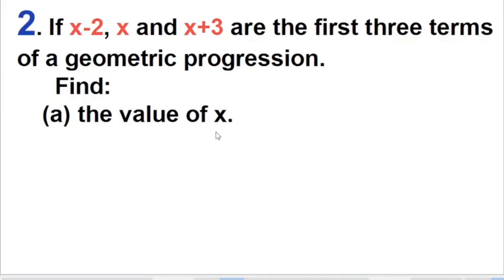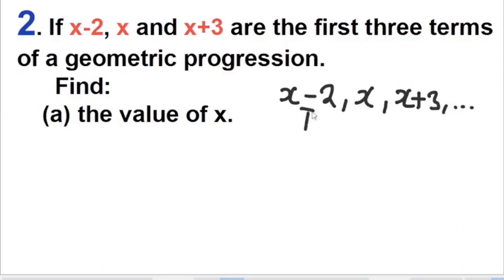To find the value of x, we need to take note of the terms that we have. In this case, we have been given the terms x minus 2, x, x plus 3. These are the first 3 terms that we have. What we are going to do is name our terms. This is term 1, this x is term 2, and this x plus 3 is term 3.